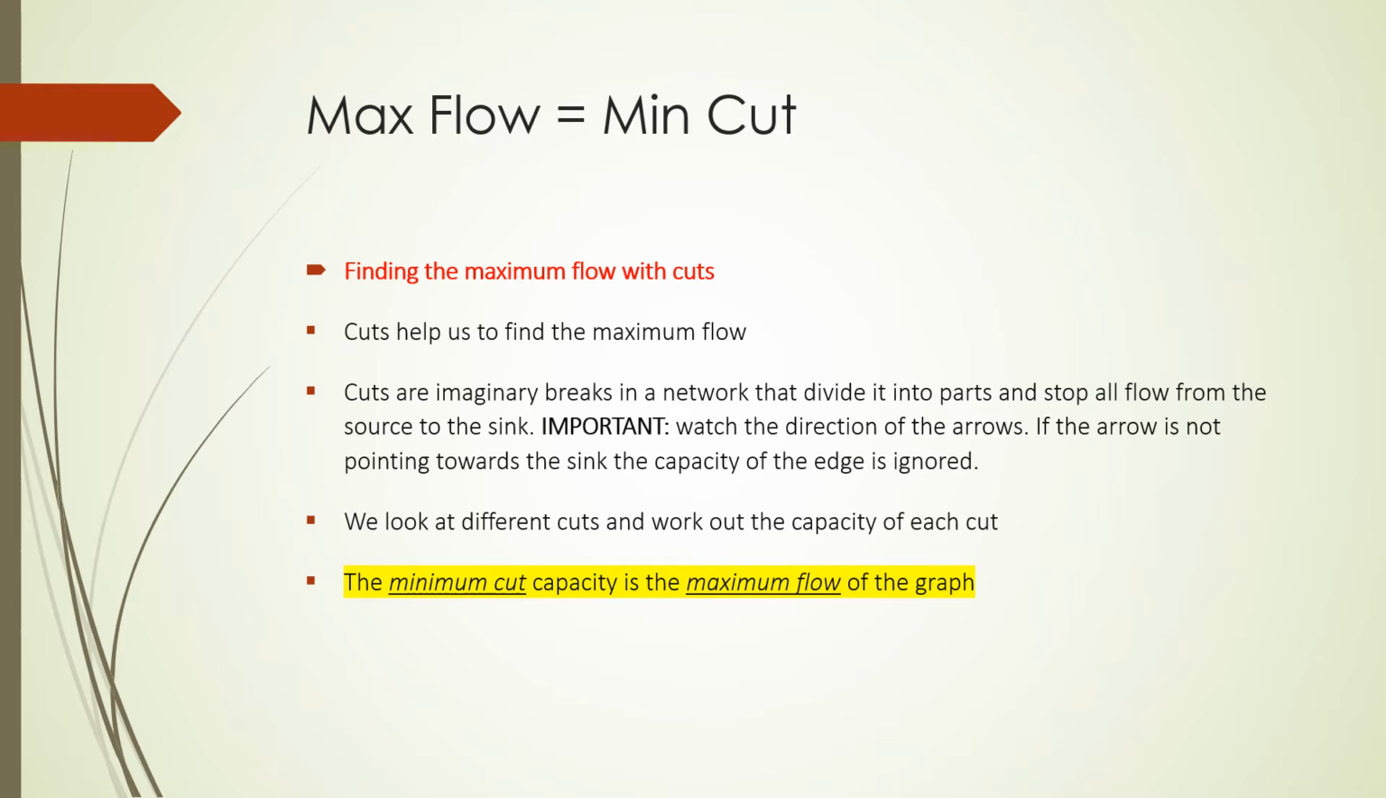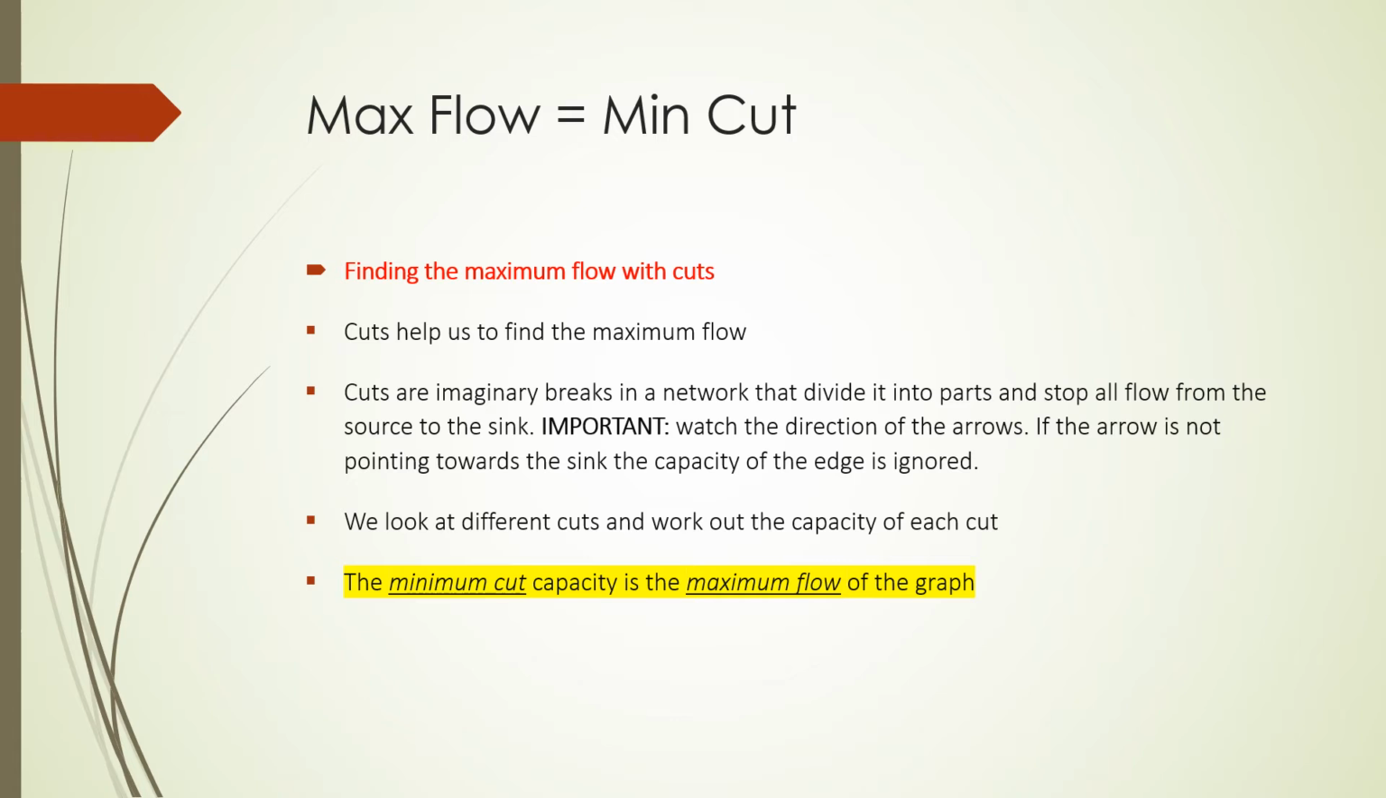But basically, as the statement suggests, cuts are imaginary breaks in a network that divide it into parts and stop all flow from the source to the sink. We do need to watch the direction of the arrows. If it's not pointing towards the sink, then the capacity of that edge is ignored. So what we do is basically a trial and error process. We look at different cuts and work out the capacity of each cut. And then whichever the smallest cut is in our whole network, that's the maximum flow of our graph.